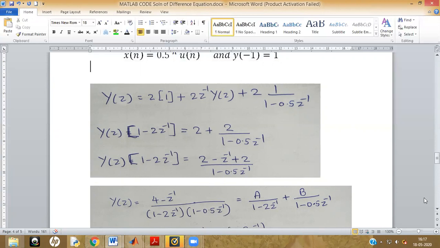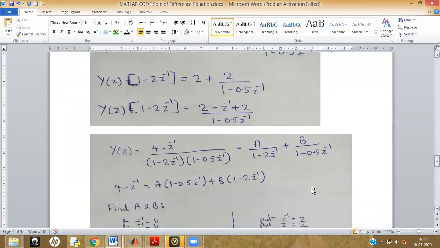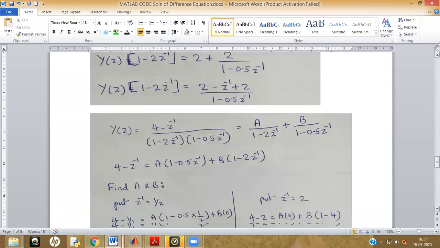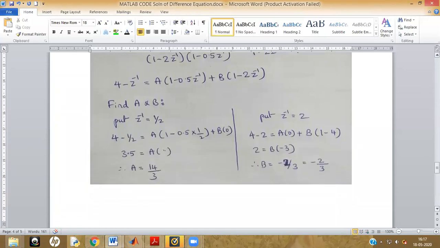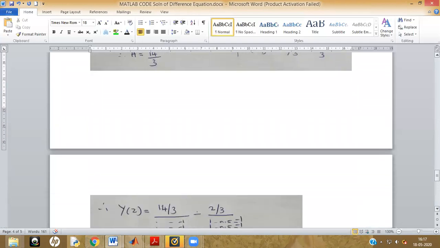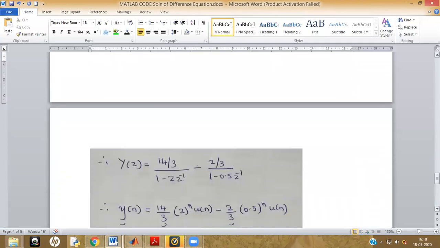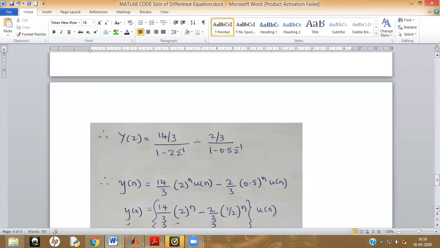And further you can simplify, and you will get an expression for y of z. This is the expression for y of z. Numerator and denominator you have in terms of z. So using partial fraction expansion, you can expand it like this, so that you get a smaller chunk which you can directly find the inverse. So this is a and b have been found out, and when you take the inverse of this expression, you will get the expression like this.